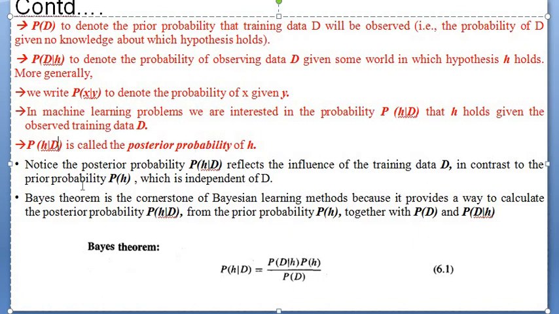Okay, so notice that the posterior probability P of H given D reflects the influence of training data D, in contrast to the prior probability P of H, which is independent of D. Please remember this Bayes theorem, which is very important from the exam point of view. And always the value of P of D given H will be given to you, P of H also will be given to you, and P of D will be given. So you need to calculate P of H given D, which is called the posterior probability.